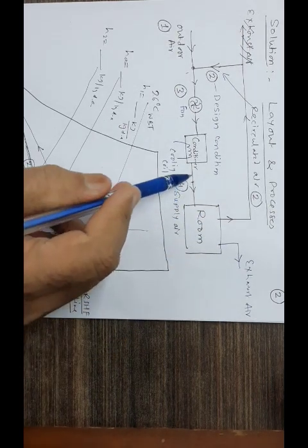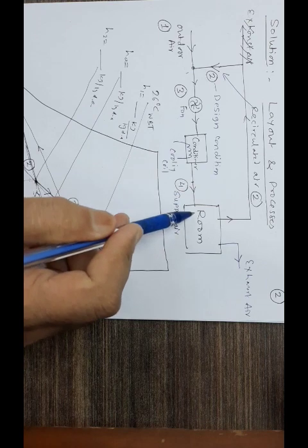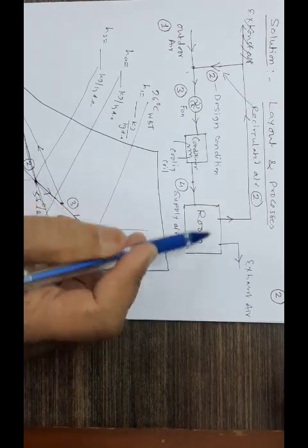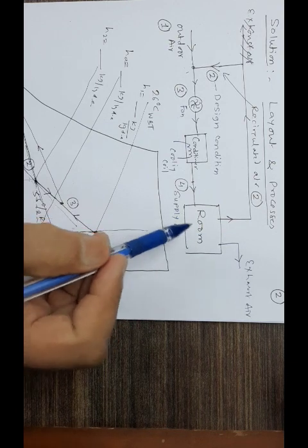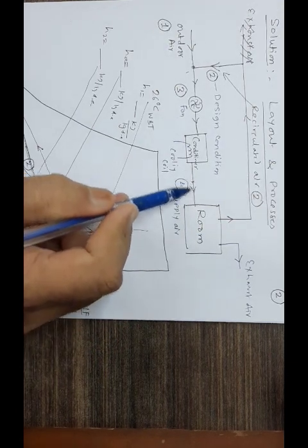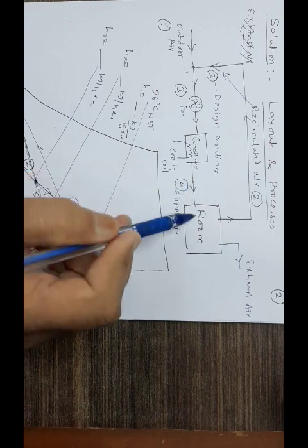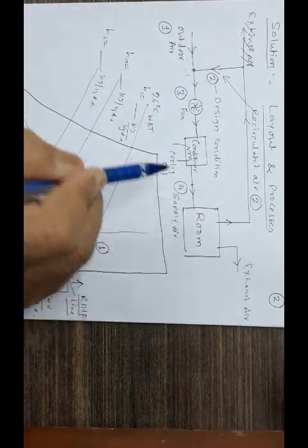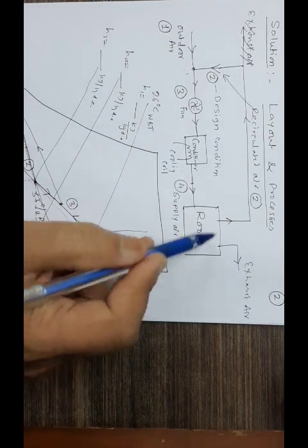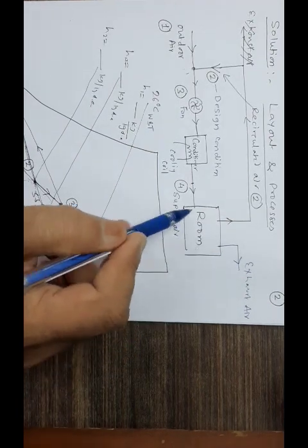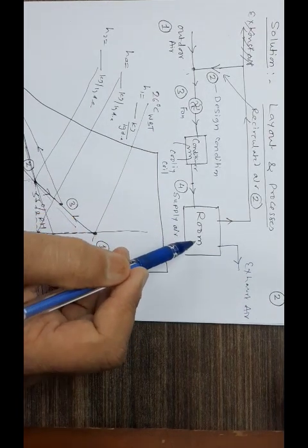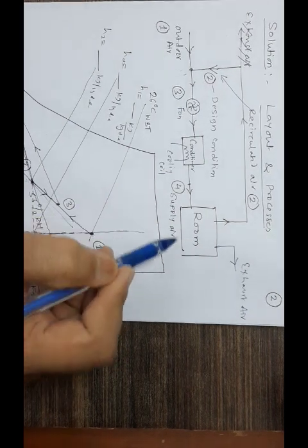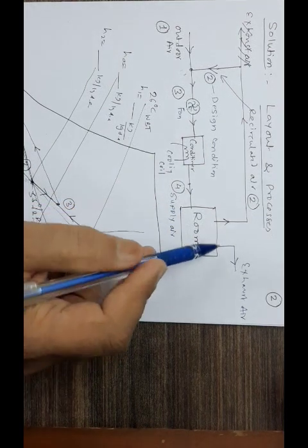Because if you supply less air here, that will not be capable of taking out the amount of heat which has been generated inside this room. So we need to know the exact amount you are required to supply, and that is the total air which you are supplying. This is outdoor, this is recirculated, so this is total. How much total air you have to supply will depend on how much heat removal is required. So first of all, we have to find out the amount of heat which is required to be removed from the room.